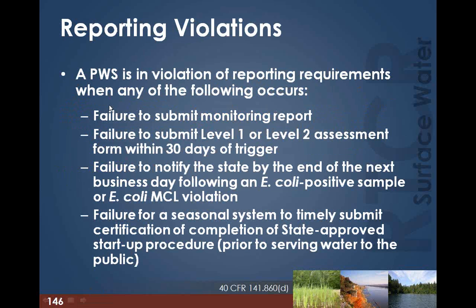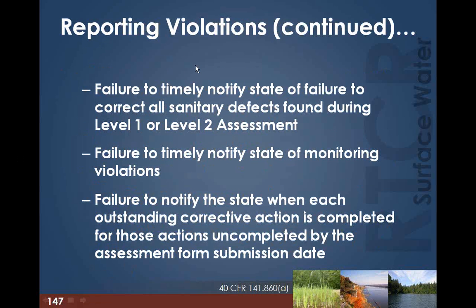Thank you, Nancy. To finish up the violations, our last two slides are on the reporting violation. A public water system is in violation of a reporting requirement when any of the following occurs: failure to submit their monitoring reports; failure to submit their Level 1 or Level 2 assessments within 30 days of the trigger; failure to notify the state by the end of the next business day following an E. coli positive sample or E. coli MCL violation; failure for a seasonal system to timely submit certification of completion of their state-approved startup procedures; failure to timely notify the state of the failure to correct all sanitary defects found during the Level 1 or Level 2 assessment; failure to timely notify the state of monitoring violations; and failure to notify the state when each outstanding corrective action is completed for those actions uncompleted by the assessment form submission date.